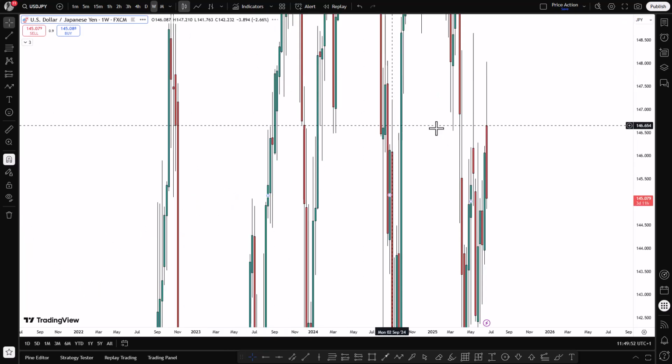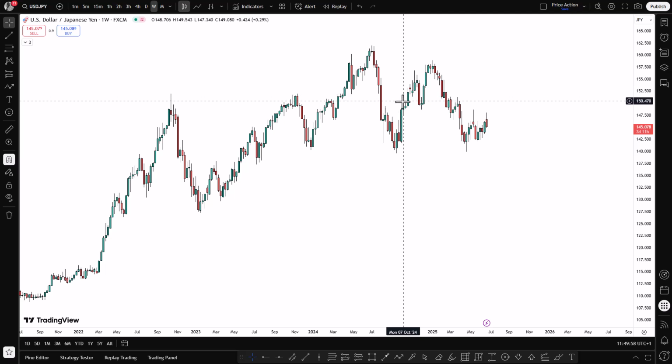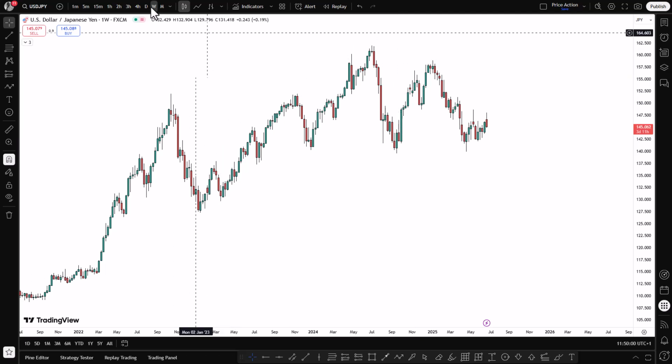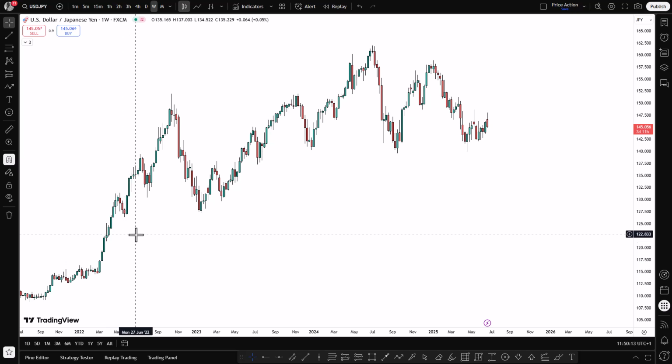Okay, so in this case, this is the chart of the USD JPY, like I told you. One way to approach this is for you to look at the higher time frame. This is the weekly chart. Now, when we look at this weekly chart, it's easy for anyone who knows market structure to see that this particular currency pair has been in a strong uptrend for the past, let's say, 3 to 4 years.